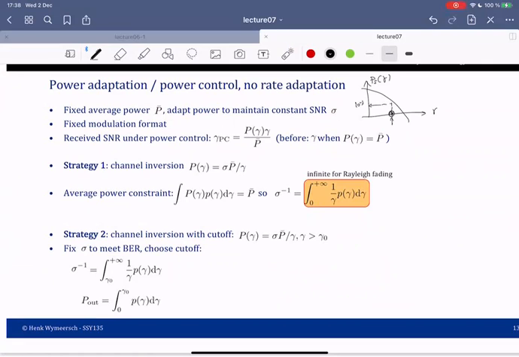Now we recall that the SNR at the receiver without power control is gamma, right? If we do power control, then the SNR at the receiver will be given by this expression. And when you plug in P of gamma equal to P bar, you find the original SNR without power control. In this expression, the P of gamma is called the power control. So P of gamma is how much power we give when the SNR is a value of gamma. And then by doing this, we obtain this SNR at the receiver side.